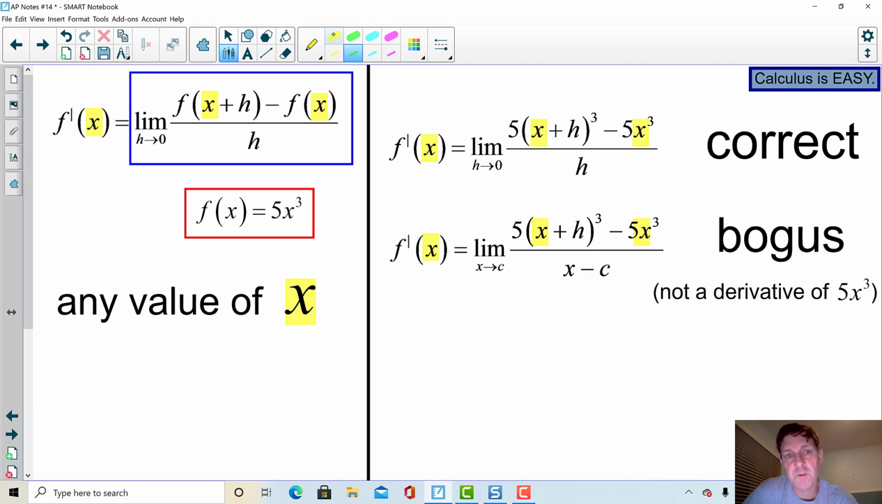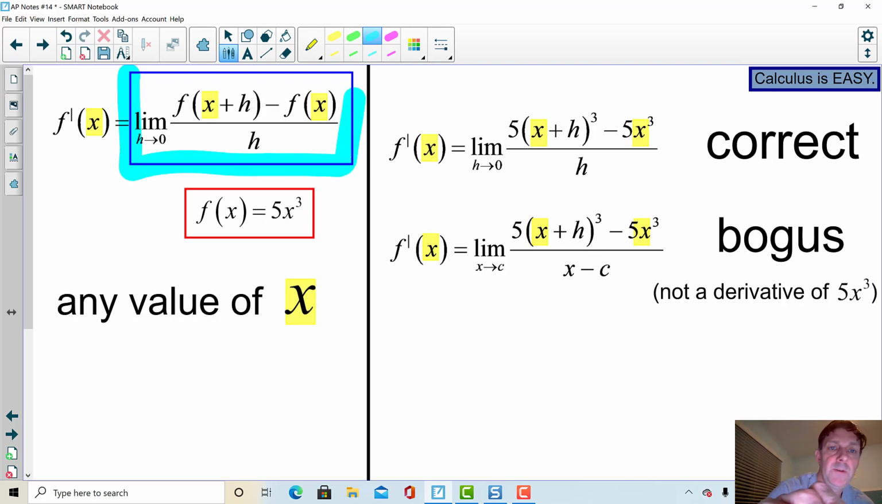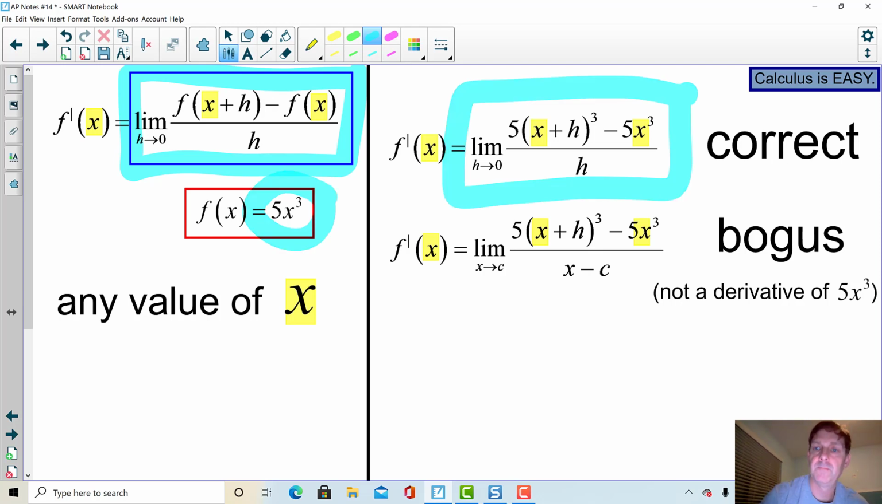Okay, in this section, one of the things we're trying to do is we're trying to recognize a limit as a derivative of some function. Here's our first example. If we use the most common definition of a derivative, and we plug in the function 5x to the third, we would get this. And so I'm calling that the correct one. If you see that limit, that's just the derivative of 5x to the third.